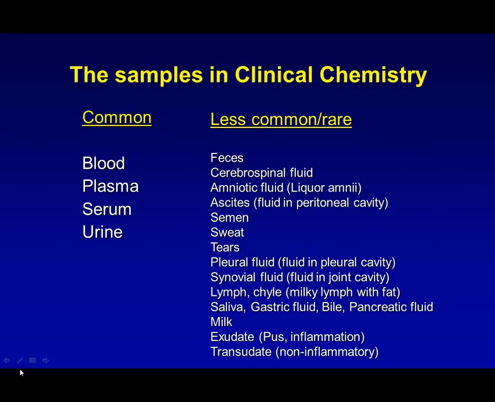The samples that are used in clinical chemistry are most times blood and deriving from blood, plasma and serum. I guess it's about 90% of samples that derive from blood, and the other 10% consist of urine, feces, cerebrospinal fluid, amniotic fluid, semen, sweat, tears, and some more.